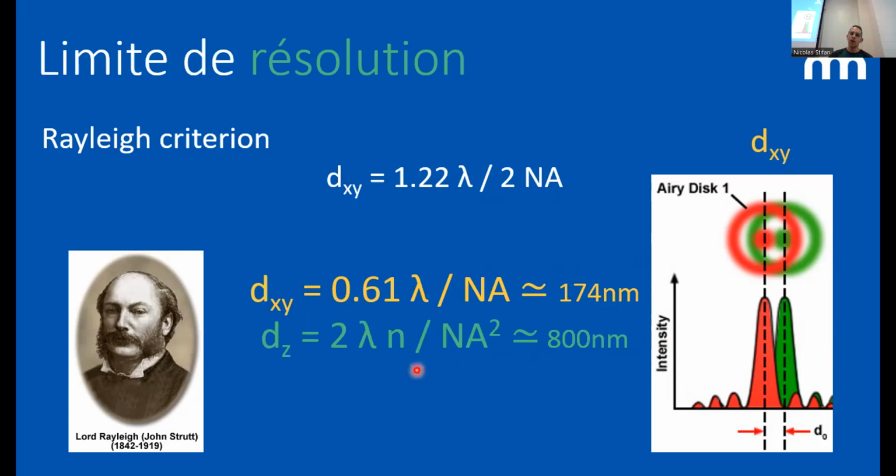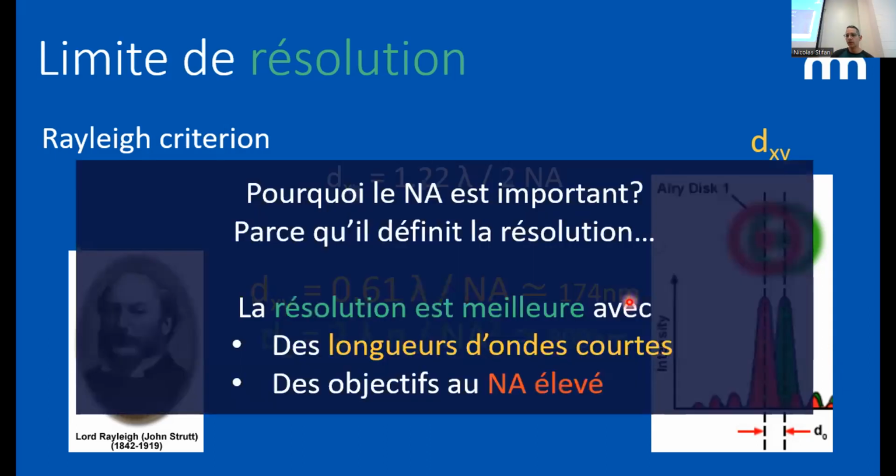In the Z-axis, it's a bit more because the equation is different. It's 800 nanometers for the same parameters. So you can see that it's much harder to discriminate 2 points that are close to each other in Z, whereas it's easier to discriminate them when they are in X and Y. So the take-home message is NA is important because it defines what is resolution. And the resolution is better when you are using a shorter wavelength and when you are using higher NA. So that's all you need to remember about all this 15 minutes talk.